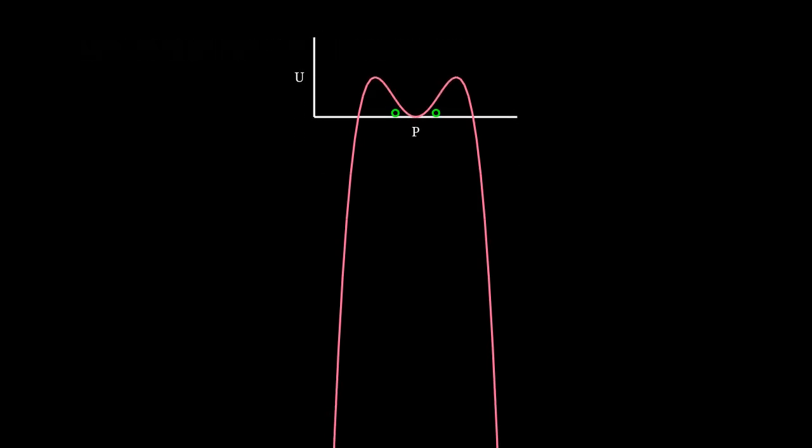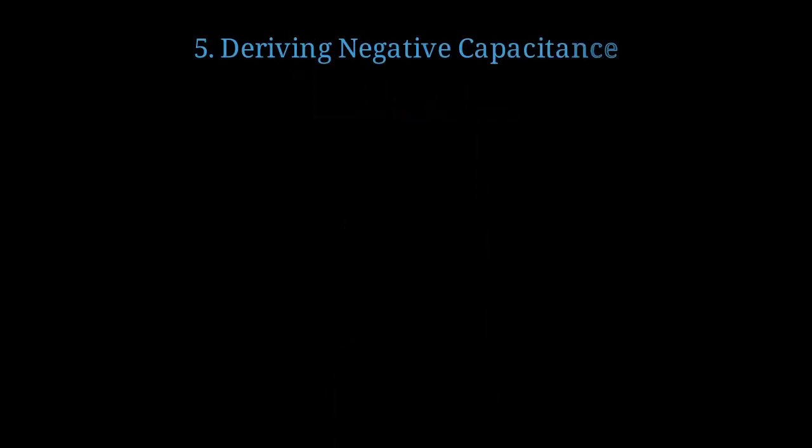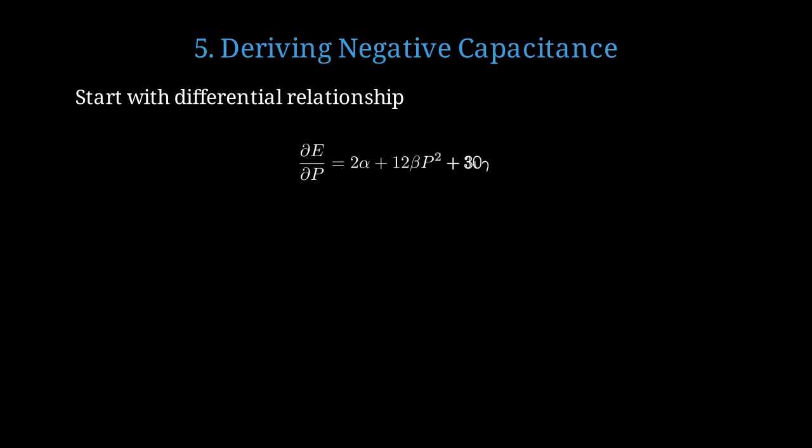At equilibrium, partial U by partial P equals 0, giving us 2 alpha P plus 4 beta P cubed plus 6 gamma P to the fifth minus E equals 0. Now let's derive how negative capacitance emerges from this energy landscape. We start by examining the differential relationship between field and polarization. Taking the derivative, partial E by partial P equals 2 alpha plus 12 beta P squared plus 30 gamma P to the fourth.